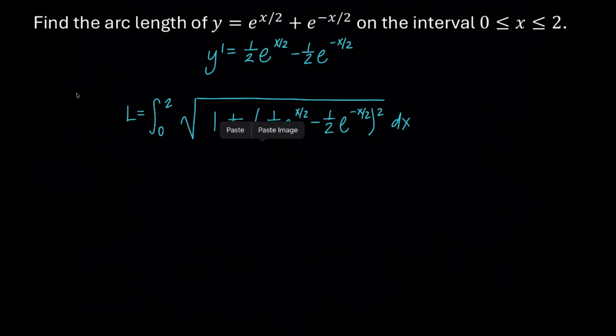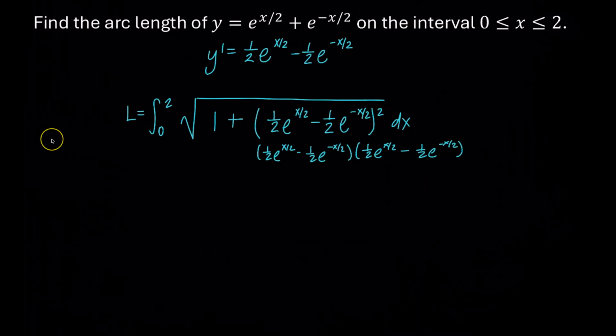So this is going to be 1/2 e to the x over 2 minus 1/2 e to the negative x over 2 times 1/2 e to the x over 2 minus 1/2 e to the negative x over 2. So I'm going to have to distribute all of that out. So I'm just kind of writing it underneath this time.